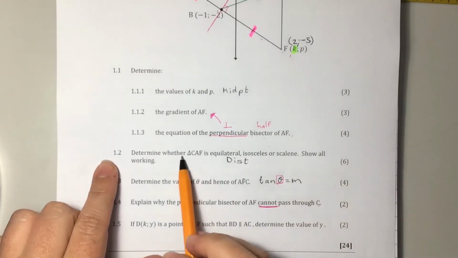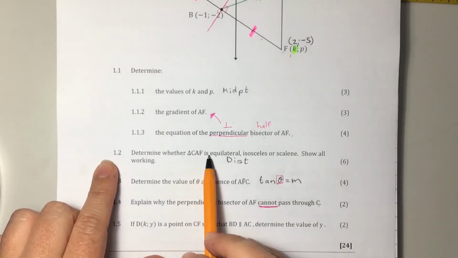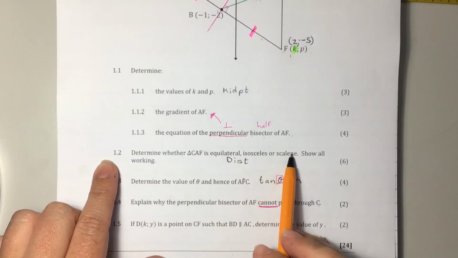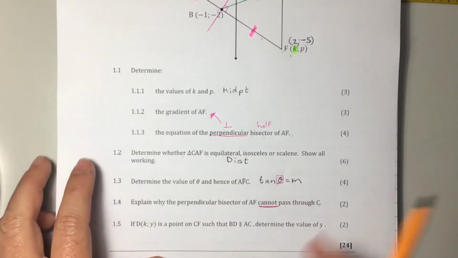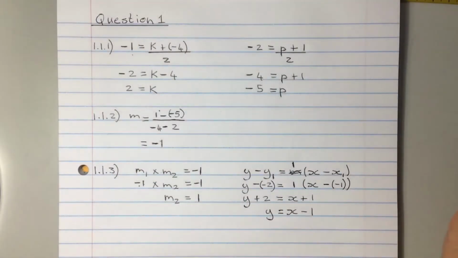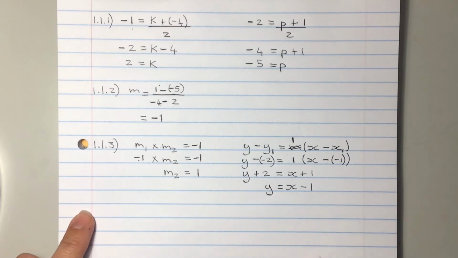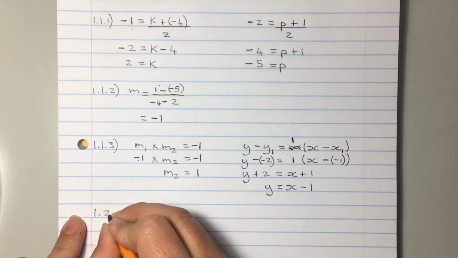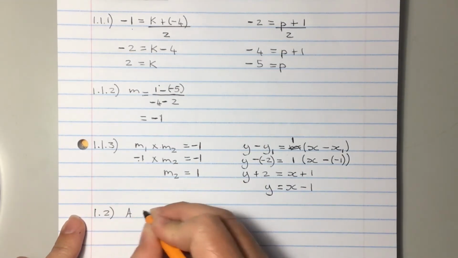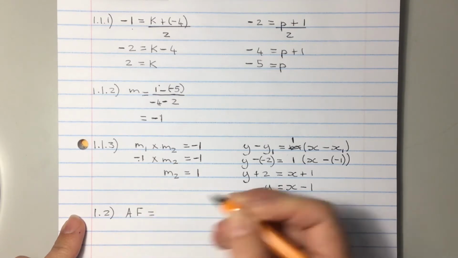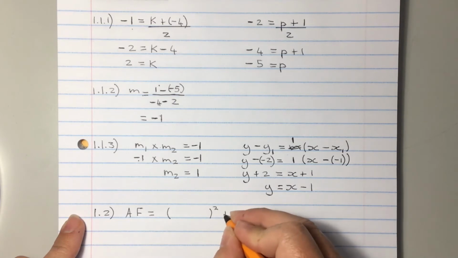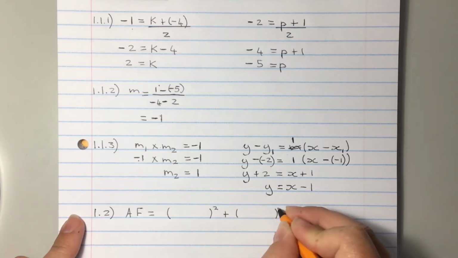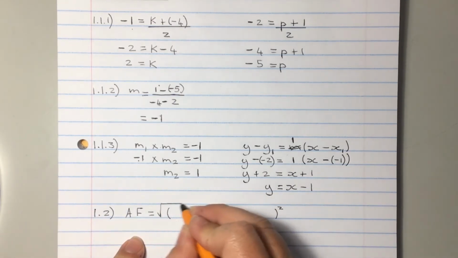1.2, determine whether triangle CAF is equilateral, isosceles, or scalene. And we said we're going to use the distance formula to work out the length of the line. And so let's start with line AF. So 1.2, we've got line AF. Now don't forget your distance formula is the x values being squared plus the y values being squared, all square rooted.